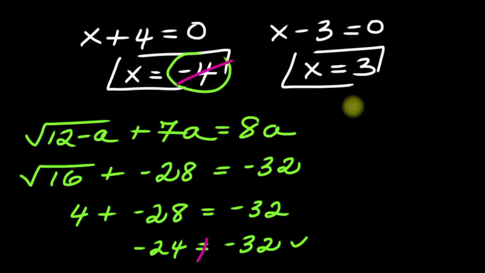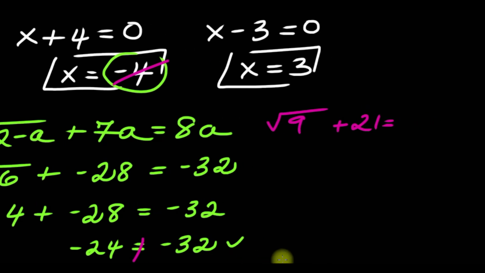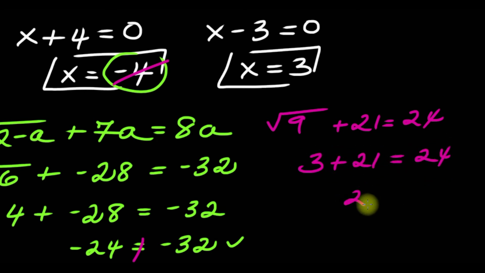Now we have to do the same thing with the 3. So the square root of 12 minus 3 is going to be 9. Plus 7 times 3 is 21. And then 8 times 3 is going to be 24. So 3 plus 21 is 24. So 24 is 24, so that is true. Therefore, x equals 3 is a good solution. Okay, so let's take a look at the next one.